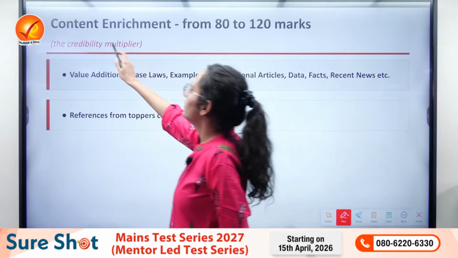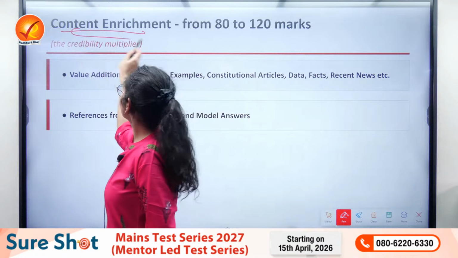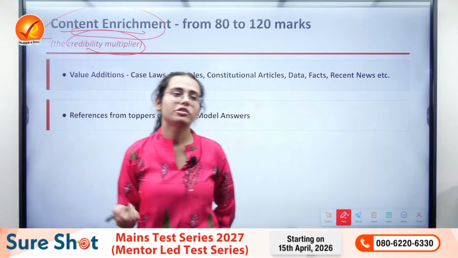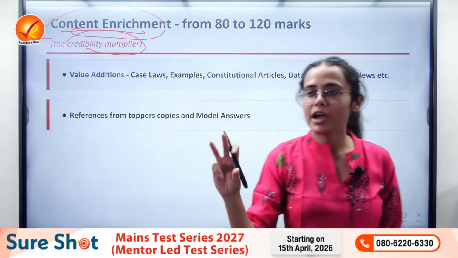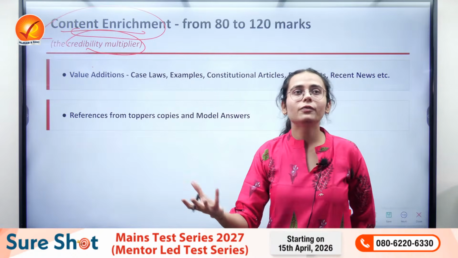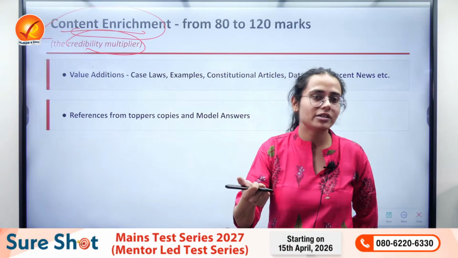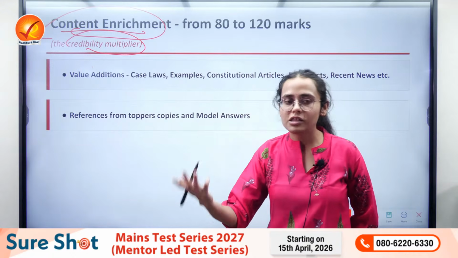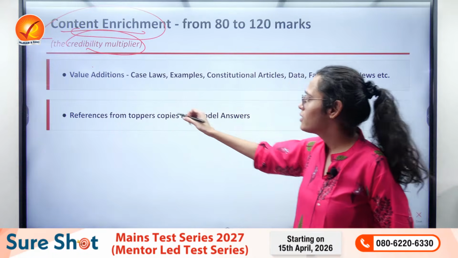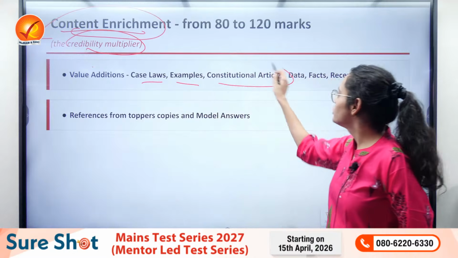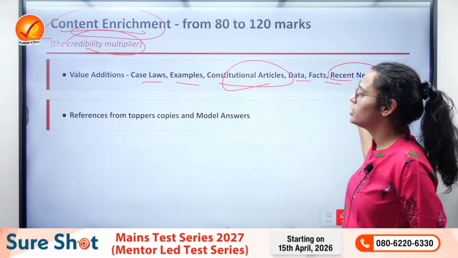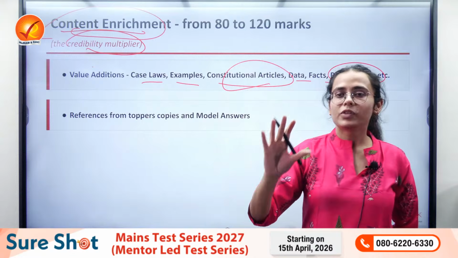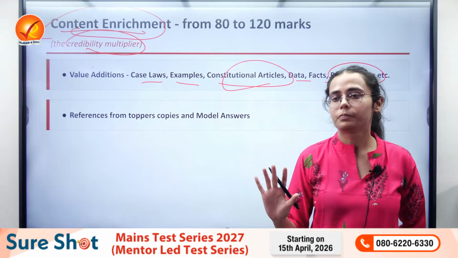Okay. What happens also is, if you add content enrichment or value addition, it gives credibility to what you are saying. Like you have just given the argument, it does not give you enough credibility, but you add, let's say, data, examples, any government schemes, any recent issue, any case laws, constitutional articles, facts, recent news, then it gives credibility that okay, what you have written is substantiated enough.